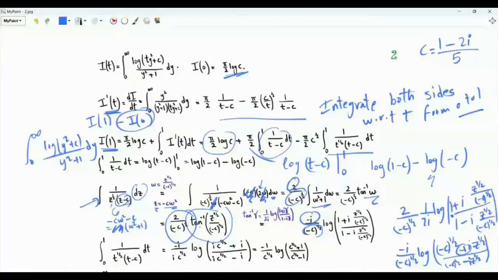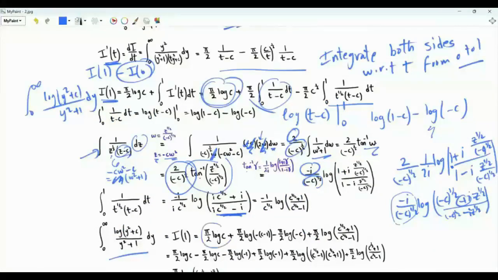We have a definite integral from 0 to 1. If z is equal to 0, we get this times log 1, which is 0. Now, if z is 1, then we get this quantity here. The square root of minus c is written as i times the square root of c. This integral is equal to pi over 2 log c. Then we have these two logarithms. The first one I write as log of minus, between brackets, c minus 1. So this is log minus 1 plus log of c minus 1.